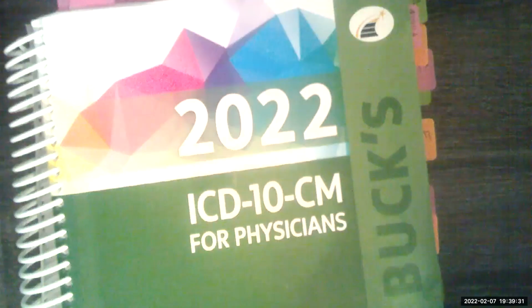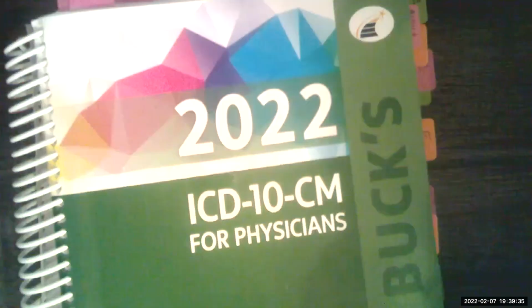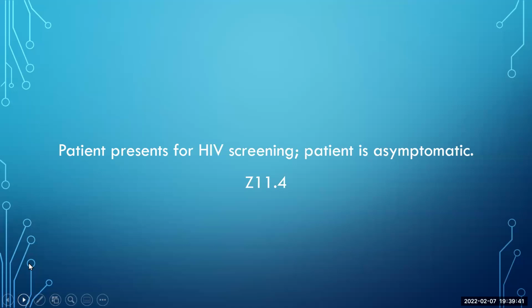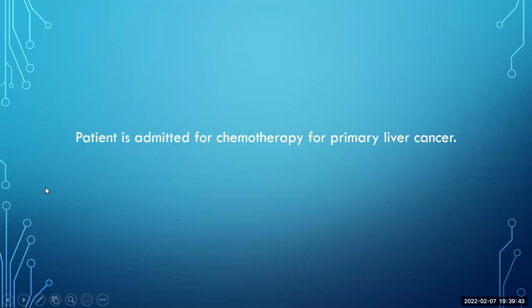Okay, let's go back. And sorry, I know that was a little bit of a non sequitur. It's not exactly related to Z codes, but let's hit everything while we're at it. Okay, so the next scenario we're looking at is patient is admitted for chemotherapy for primary liver cancer. So chemotherapy is obviously a treatment for the liver cancer.